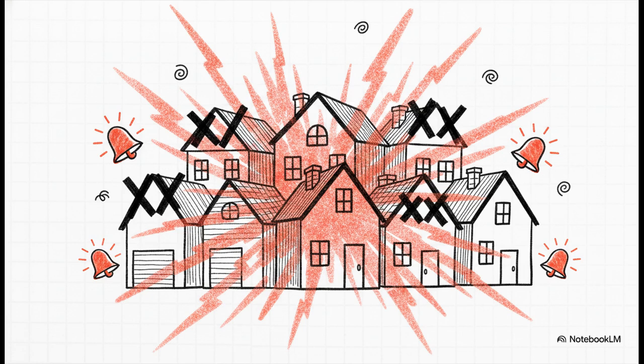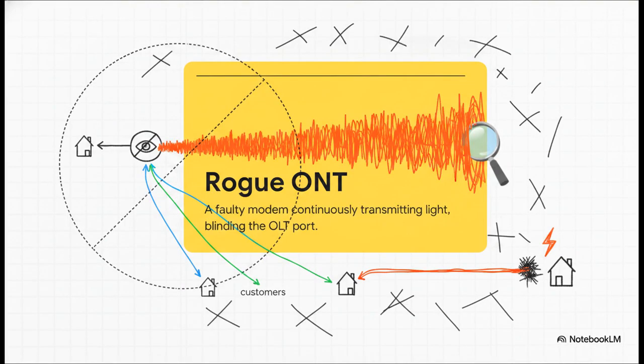Out of nowhere, for seemingly absolutely no reason, an entire neighborhood just drops offline, and you've got red alarms flashing everywhere. Now, what's really interesting about this is the mechanics behind the outage. It almost always comes down to something called a rogue ONT. See, GPON technology requires all the customers connected to the same OLT port to actually share a single fiber strand. Because of that, they basically have to politely take turns transmitting their pulses of light. But if just one customer's home modem, their ONT, gets damaged, say by a power surge or just faulty electricity, it can lose its timing.